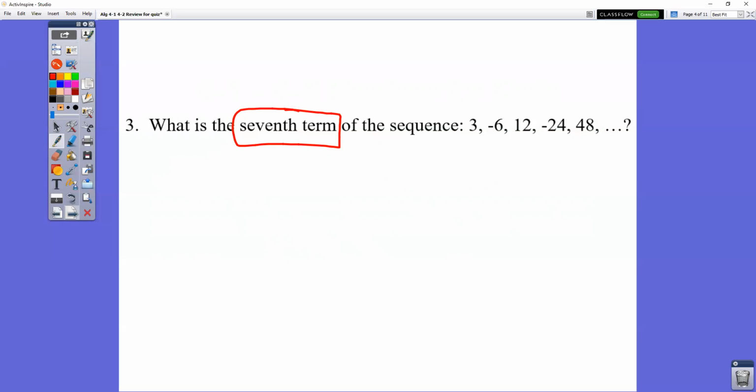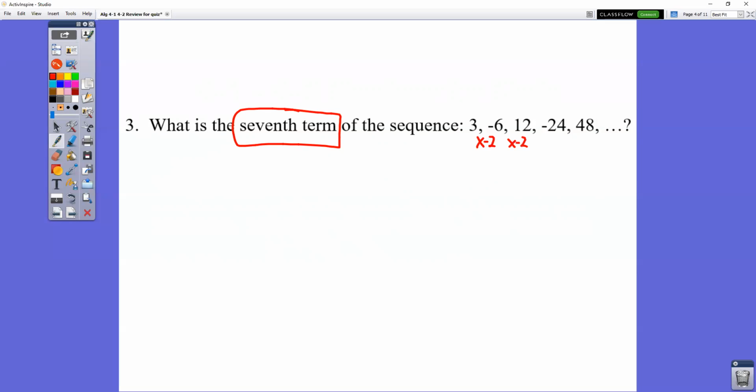So what we are doing each time, we're clearly not adding by the same number each time, because there's a gap of 9 here, but then a gap of 18 here, a gap of 36. So we're clearly not adding the same thing. We're actually multiplying by -2 each time.